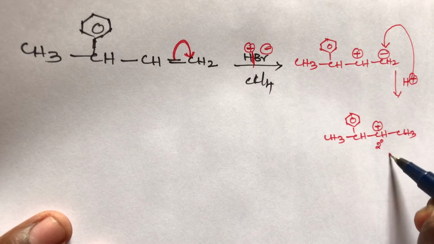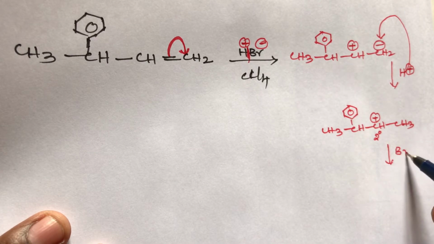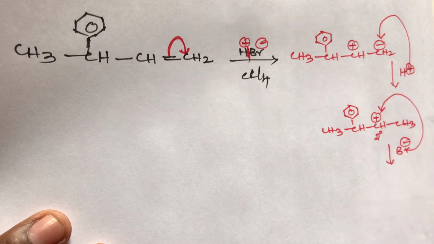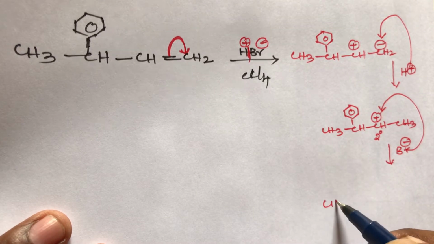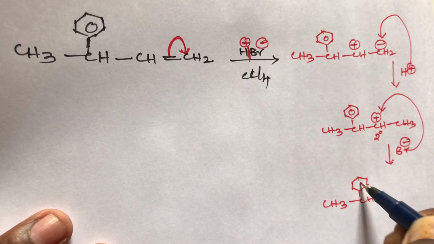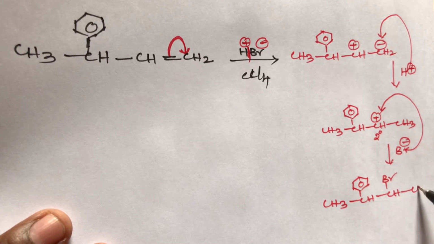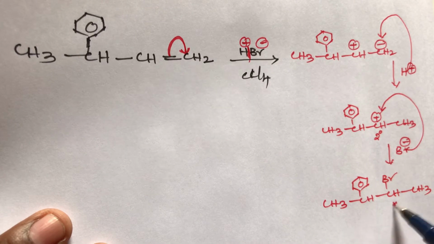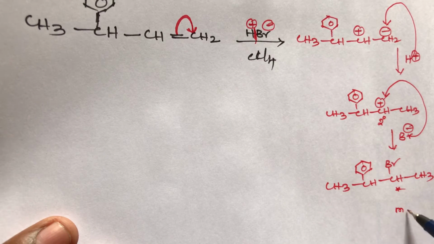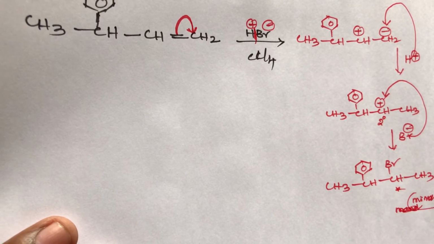Now the next step, students: the nucleophile is left. This nucleophile is Br minus. This nucleophile will always attack the positive species side. What is the product? We can write CH3 CH, phenyl, that is CH Br, then CH3. This is the answer, students. This is a minor product.